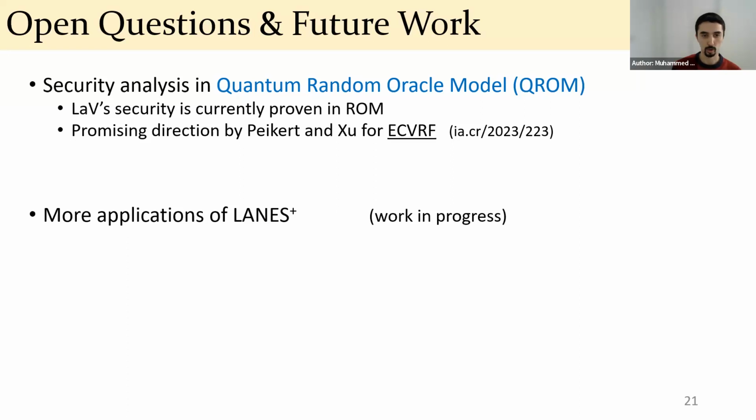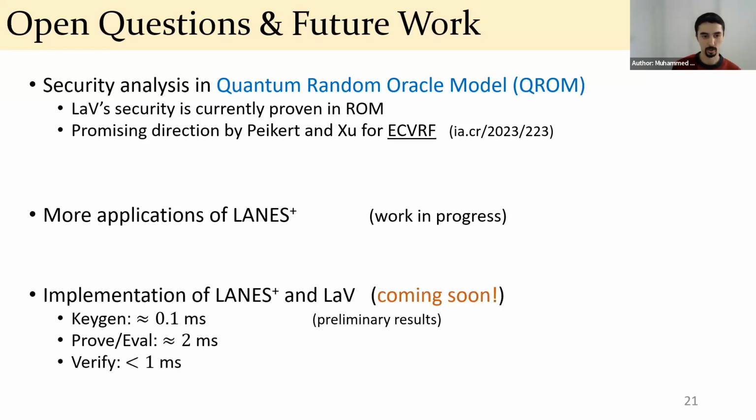And we are actually working on more applications of Lanes Plus. And we are also working on an implementation of Lanes Plus and LOW. And we have almost finished this, and we have some preliminary results now. So these are just from yesterday. Key generation is about 0.1 milliseconds. And I believe we will be able to do the proof or evaluation in roughly 1 or 2 milliseconds. And the verification will be under 1 millisecond. So it's very, very efficient.